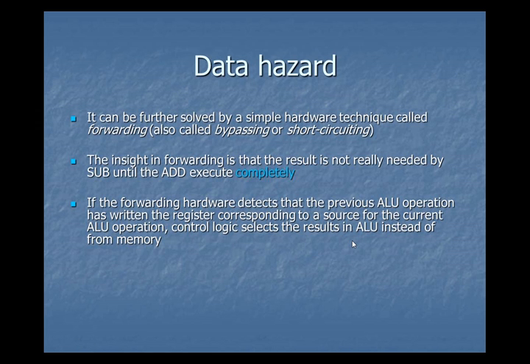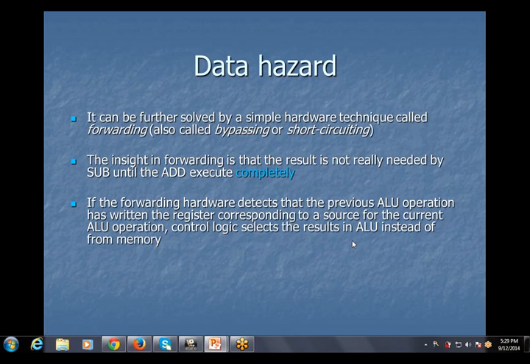It can be further solved. What is the solution? It can be solved by using the simple hardware technique known as forwarding. The solution of the data hazard problem is forwarding, that is bypassing or short circuiting the result. Bypass the result to the next person, and in the same way forward the result to the next person, until the full instruction is carried out. That is your forwarding part.